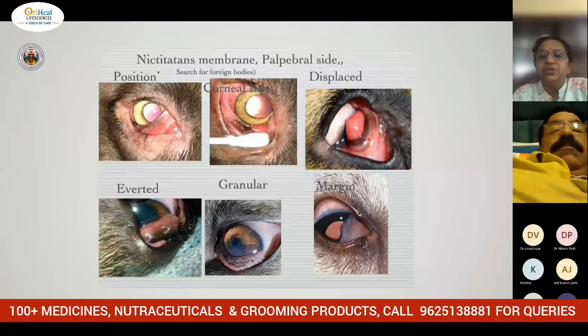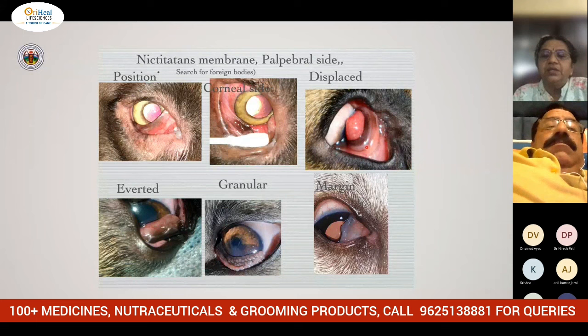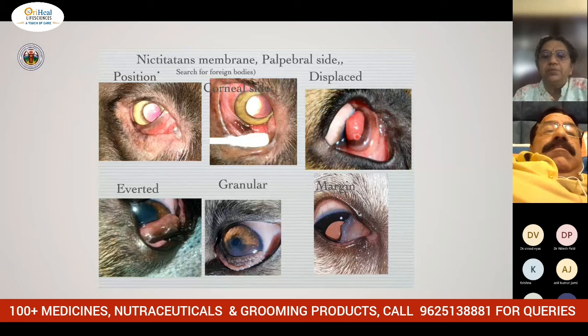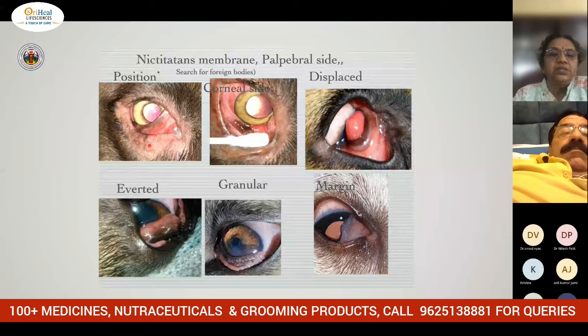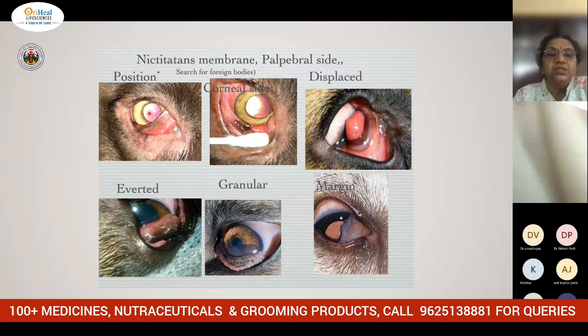Here also the nictitans is pushed towards one side, displaced rather, because of a nictitans gland prolapse, third eyelid gland prolapse, very commonly called cherry eye. Here the nictitans, see the free margin of the nictitans, that is very important. Look for the free margin. If it is like this, you can put a tick mark. Here it is wrong. See, it got averted.